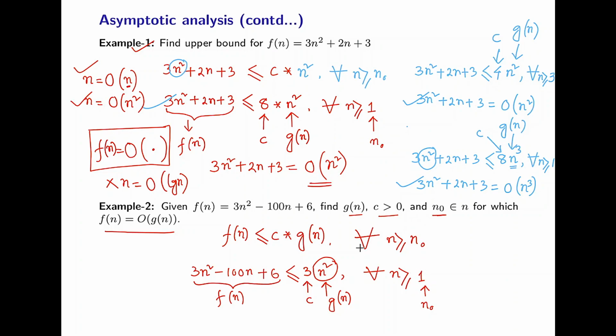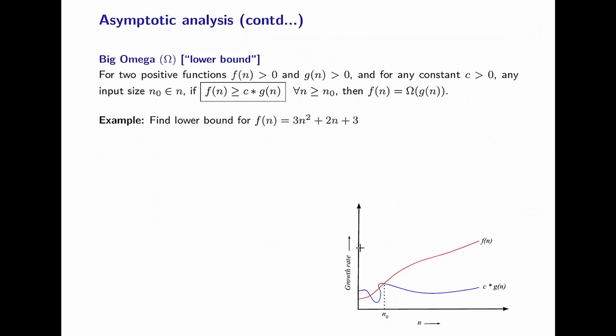So this is how we need to solve. We need to find out the upper bound, and we need to solve the questions related to upper bound or big O. Let's look at the next asymptotic notation, that is big omega, that is lower bound. We have already seen upper bound. Now we will see lower bound. Same thing, just opposite to that. I mean, just the sign will be changed.